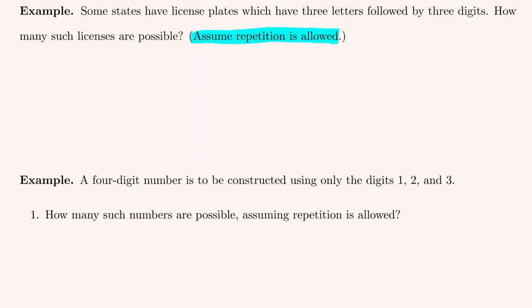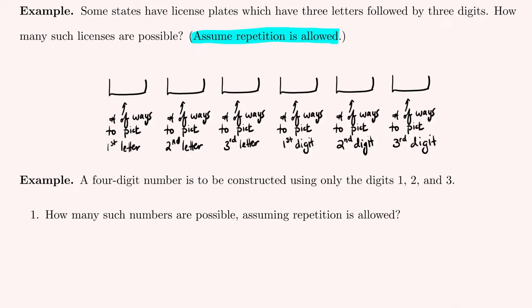Well, first up, we have to pick the letters. So we have to pick the first letter, then we have to pick the second letter, then we have to pick the third letter, followed next by the digits, and they said there's 3 digits, so we have to pick the first digit, the second digit, and the third digit. So picking the letters and the digits means 3 choices for the letters in a row, 3 choices for the digits in a row. So that's 6 different steps in the process. Picking the first letter, picking the second letter, picking the third letter, then pick the first digit, the second digit, followed by the third digit. So the entire process is broken down into these 6 separate steps.